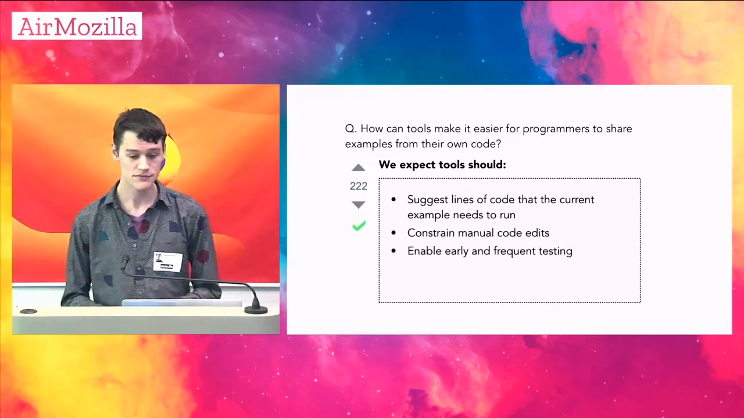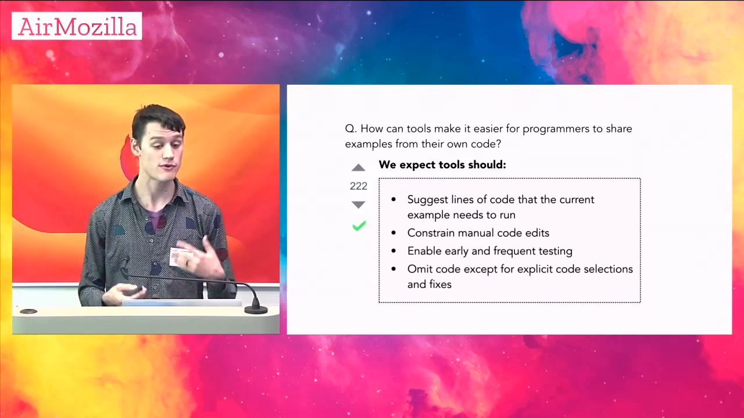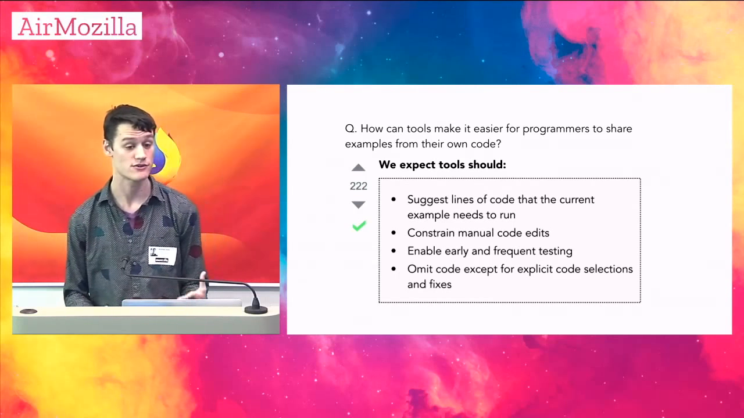It should enable early and frequent testing of the code so that if you do make any edits, you can check them right away to make sure that they haven't broken anything important. And in order to keep these code examples concise and easy and ready to plug in, it should omit code except for explicit selections that a programmer has made and fixes that they've made to those examples.